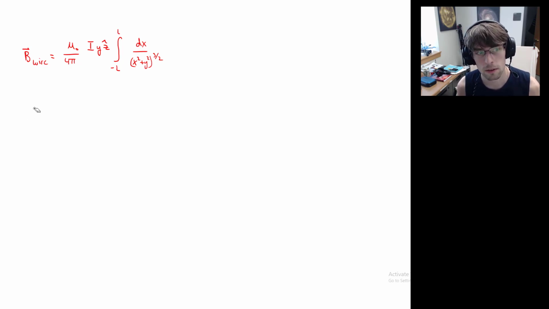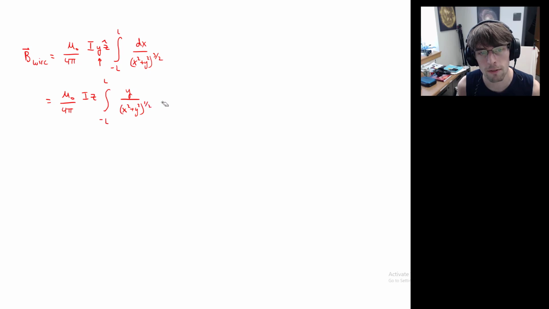But now, I will rewrite it. So maybe I shouldn't have pulled this y out. C'est la vie. We go from negative L to L. We have a y over x squared plus y squared to the 1/2 with an additional dx, x squared plus y squared.